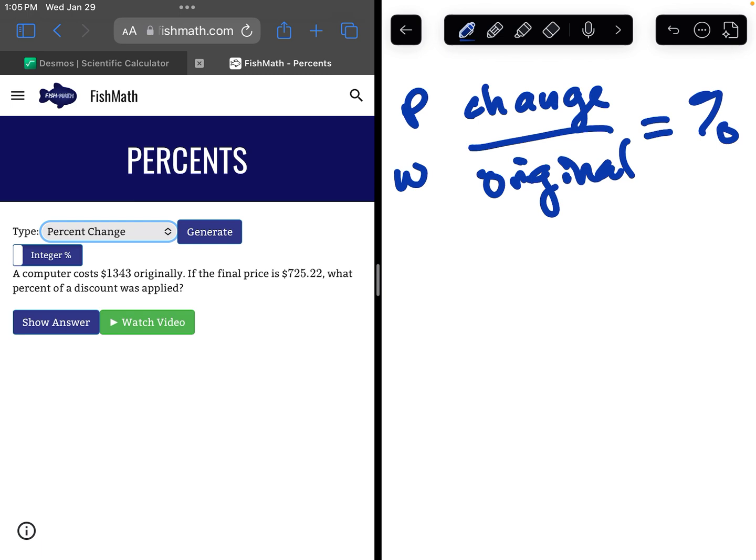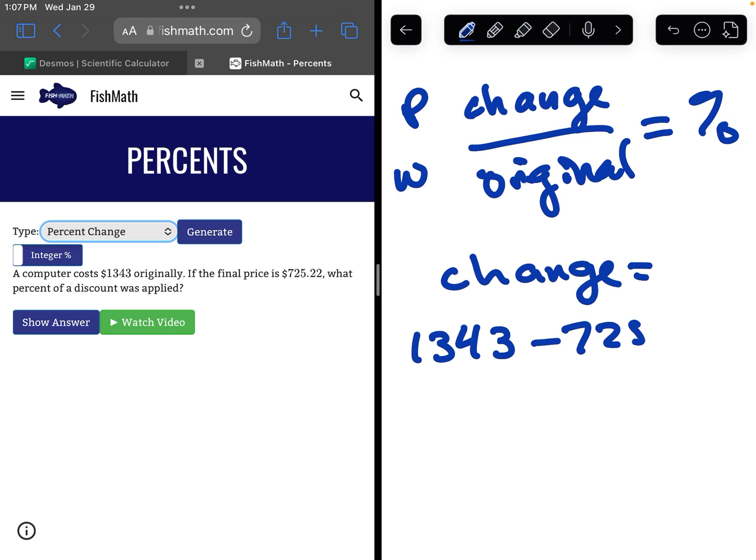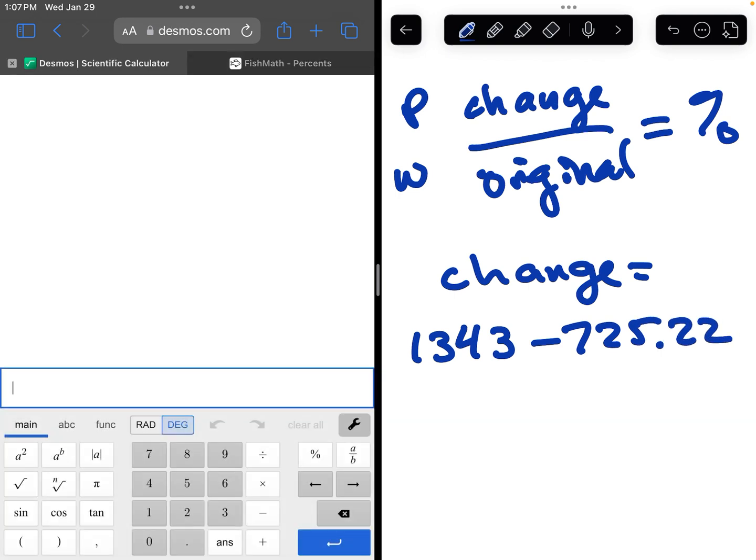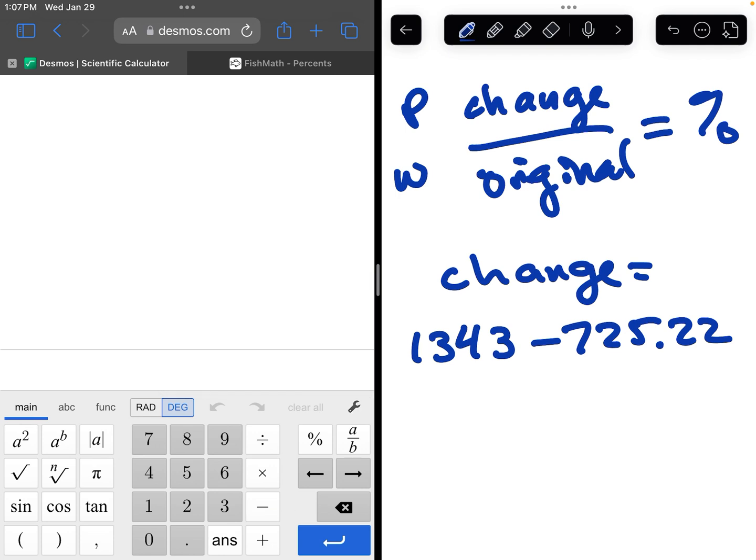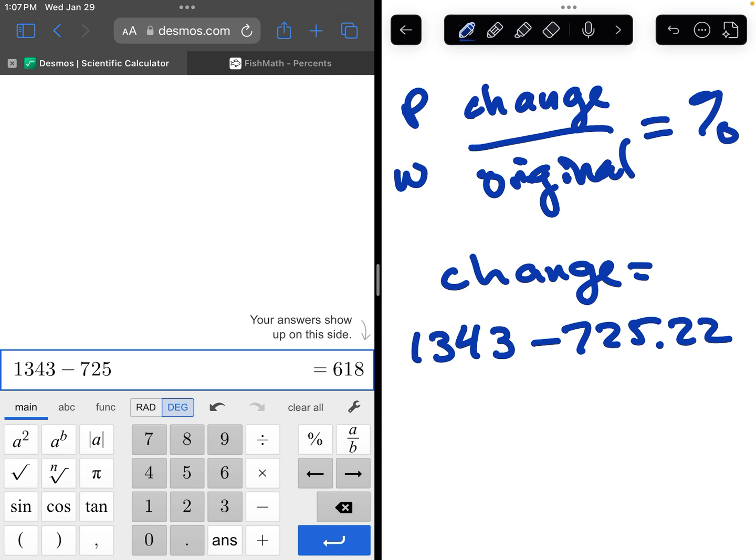So change over original. So if we're looking at this situation here, we have the original cost of $13.43. The final price is $75.22. So the change just involves subtraction. We're just going to take the bigger number, subtract the smaller number, and then we'll get that difference. We'll get that change here. So $13.43 minus $725.22.